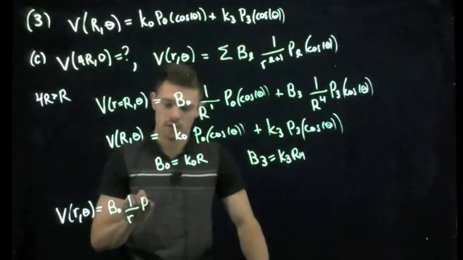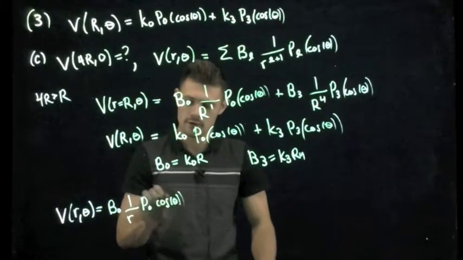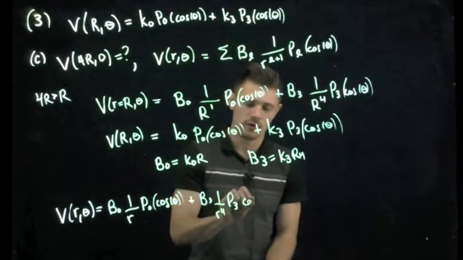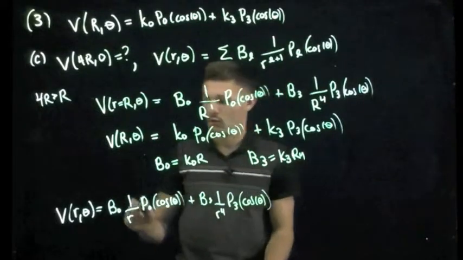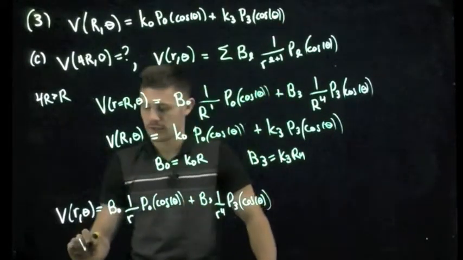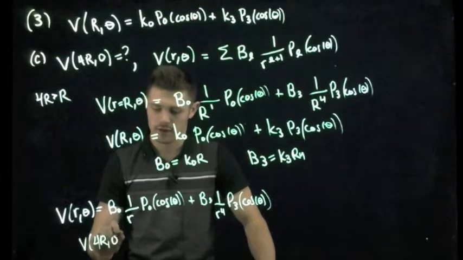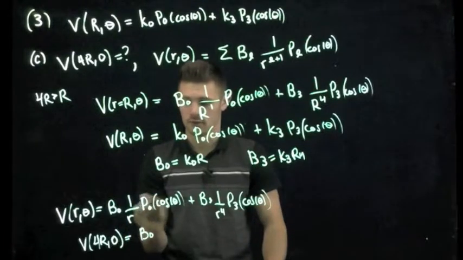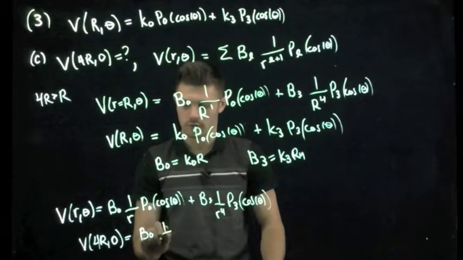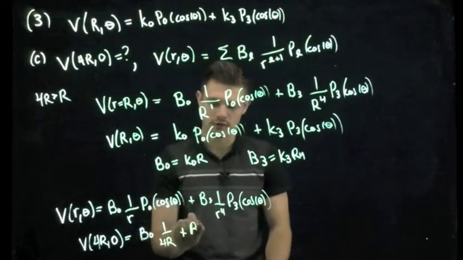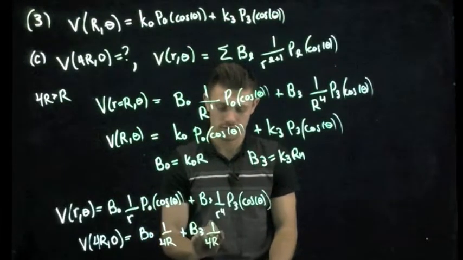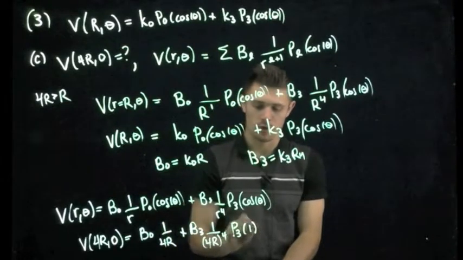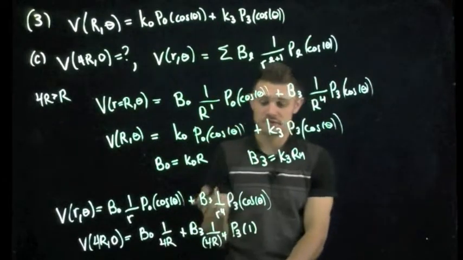1 over R, P naught cosine of theta, plus B3 1 over R to the 4th, P3 cosine of theta. Where we now know what B naught and B3 are, we're looking at the specific point 4R and theta is equal to 0. So that gives us B naught, again P naught is always 1, so it's B naught over 1 over 4R plus B3 1 over 4R to the 4th, and then P3 of cosine of theta would just be P3 of 1. Again, because cosine of theta, cosine of 0 is 1.